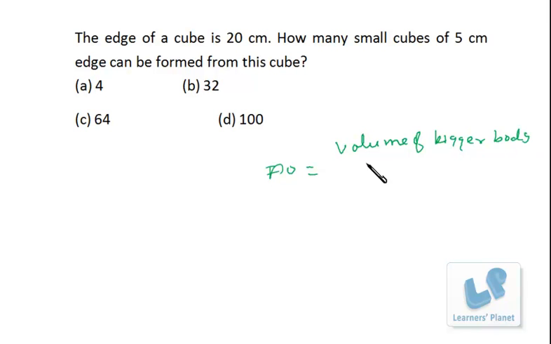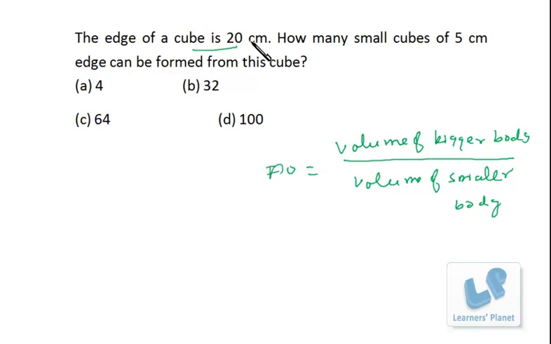bigger body by volume of smaller body. Since its unit is cubic and its unit is also cubic, so cubic divided by cubic, you will be getting a pure number. Okay, so in this case, this bigger cube is converted into this smaller cube, right? So we have to find out the number of smaller cubes.